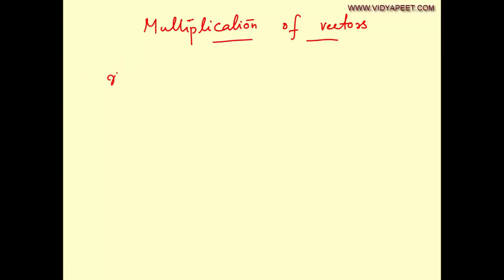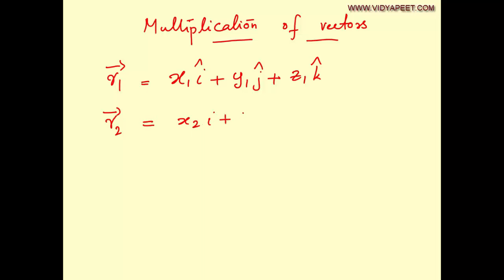So let us take two vectors r1 and r2. In general form, r1, if it is a three dimensional vector, we write as x1i plus y1j plus z1k. It is the standard representation where x1 is the projection of r1 along the x-axis, y1 along the y-axis and z1 along the z-axis. And let us write r2 equal to x2i plus y2j plus z2k. Now I am going to find out what is r1 dot r2.